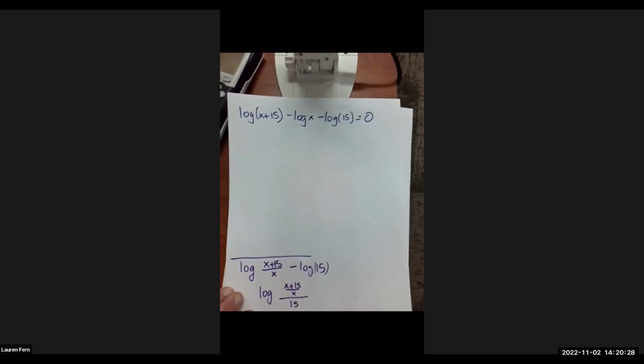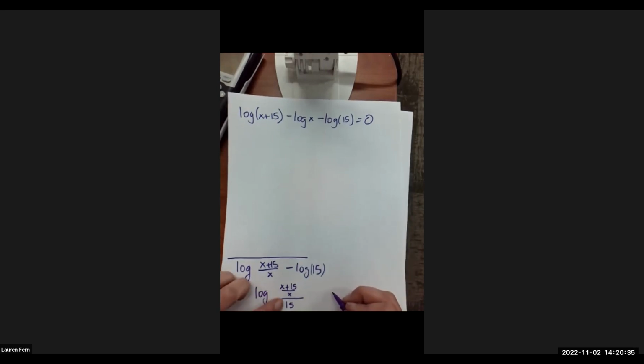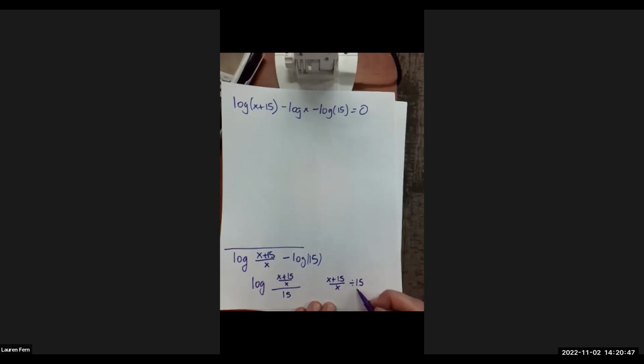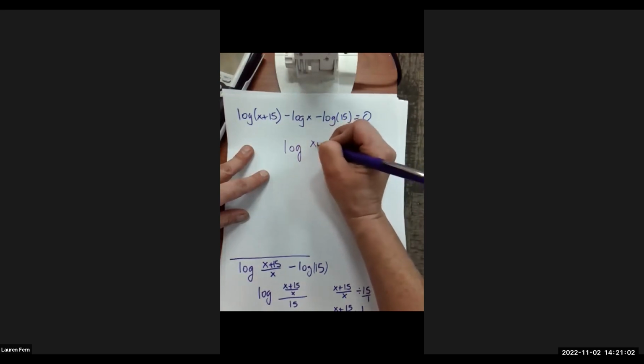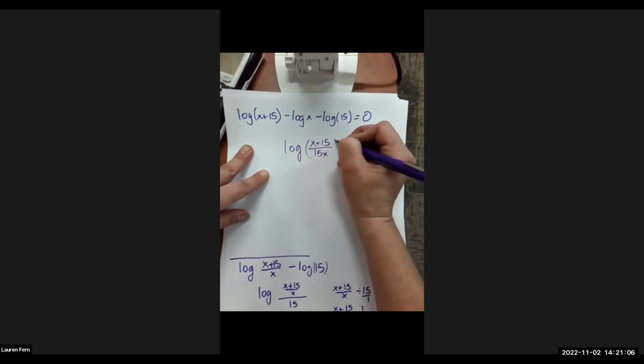You with me this far? So now I have the difference of two logs. I just combined these two. So I say it's the log x plus 15 over x. And since I'm subtracting here, don't I divide by 15? Well, isn't this x plus 15 over x divided by 15? I just rewrote that. And when you divide by a fraction, you multiply by the reciprocal. So I claim my left side becomes x plus 15 in my numerator, 15x in my denominator.